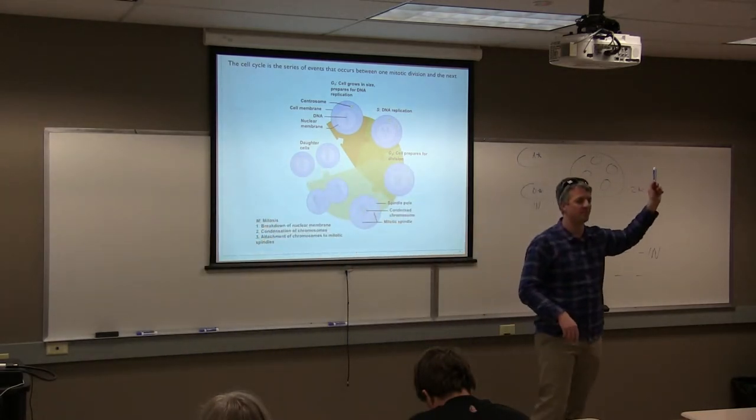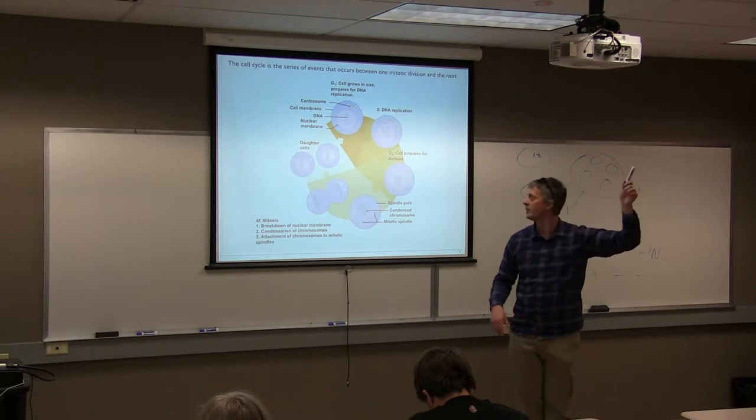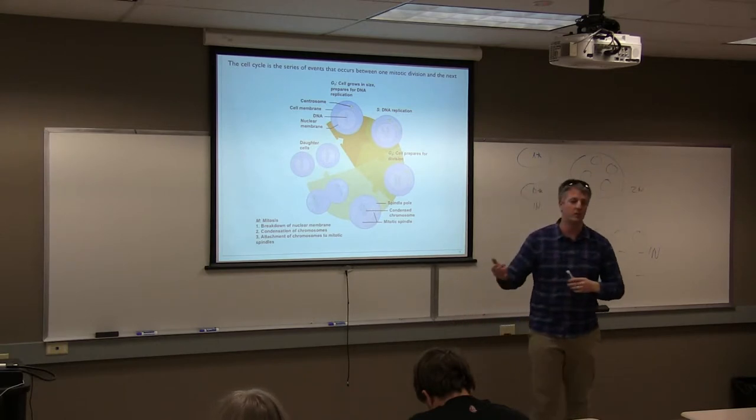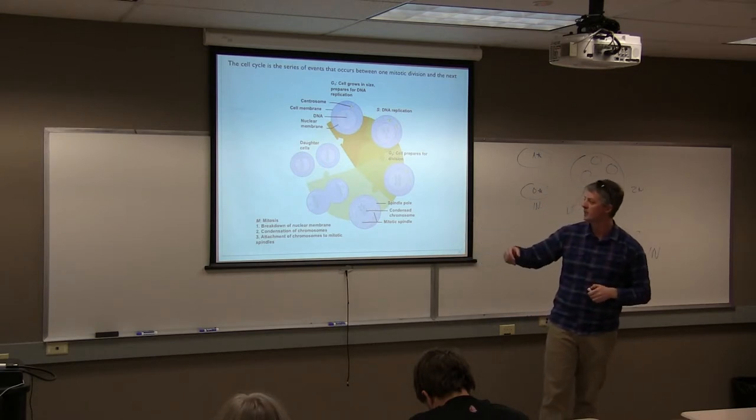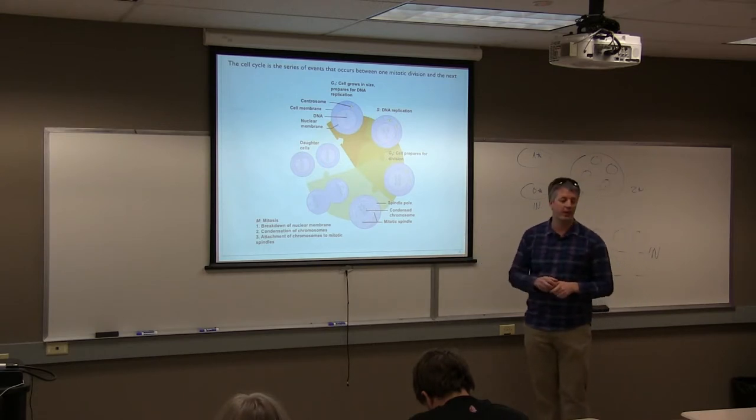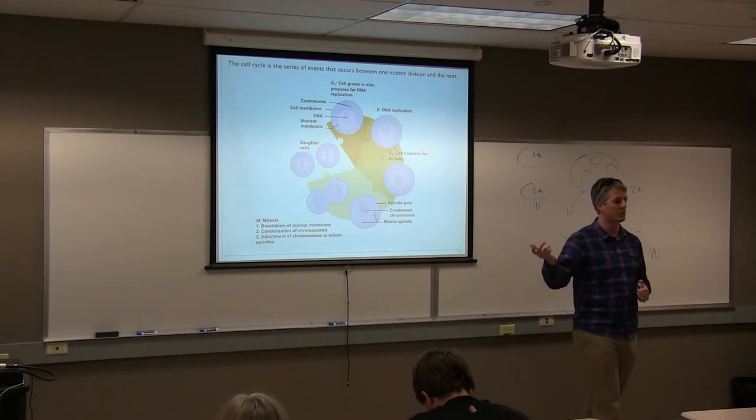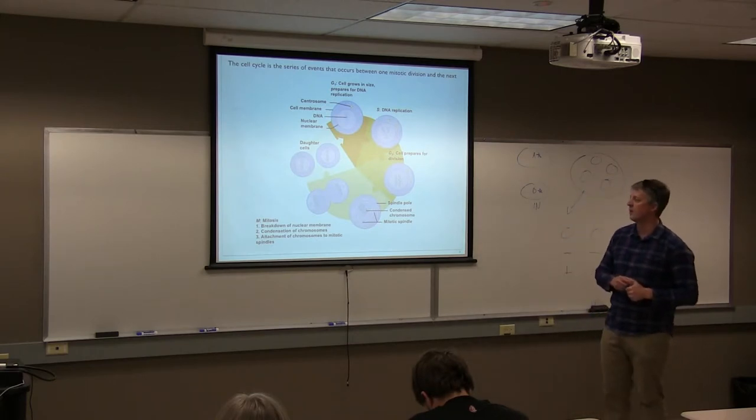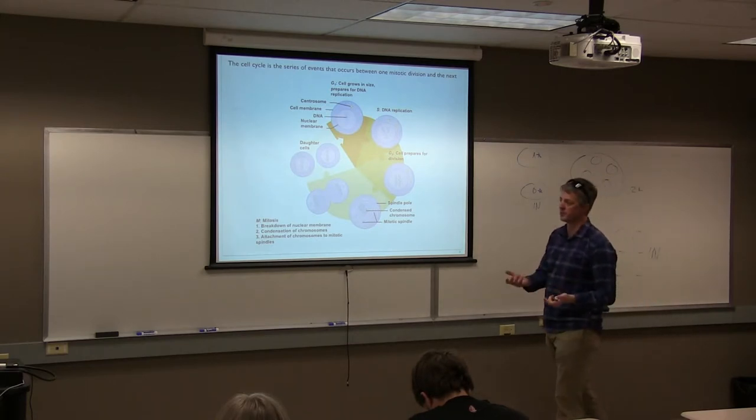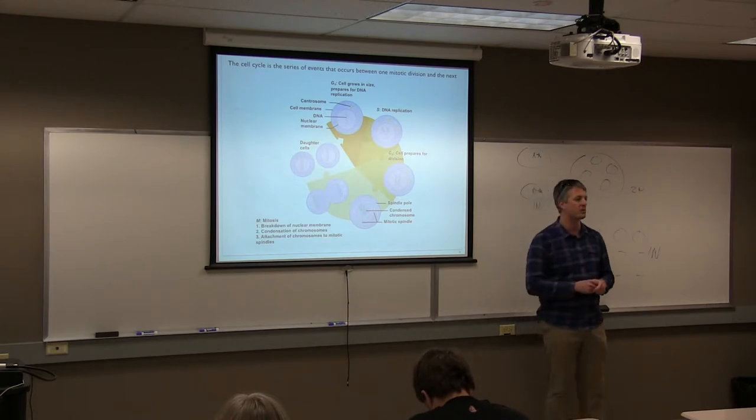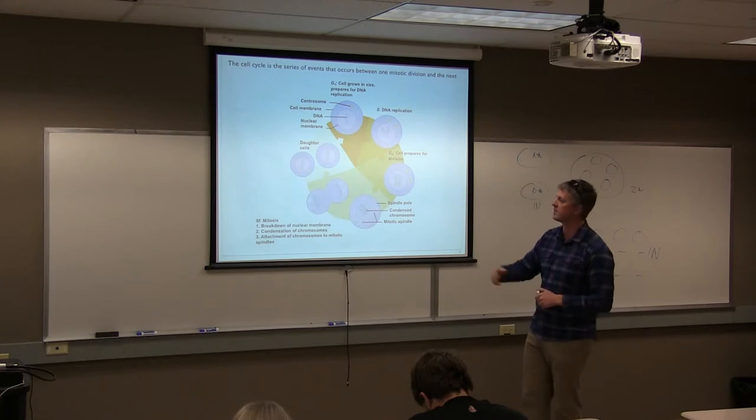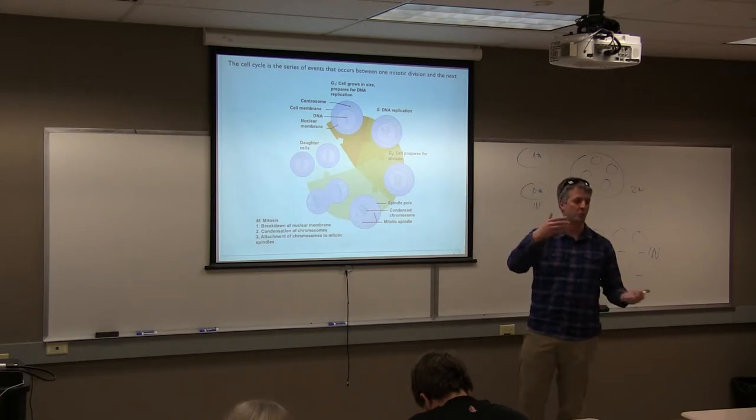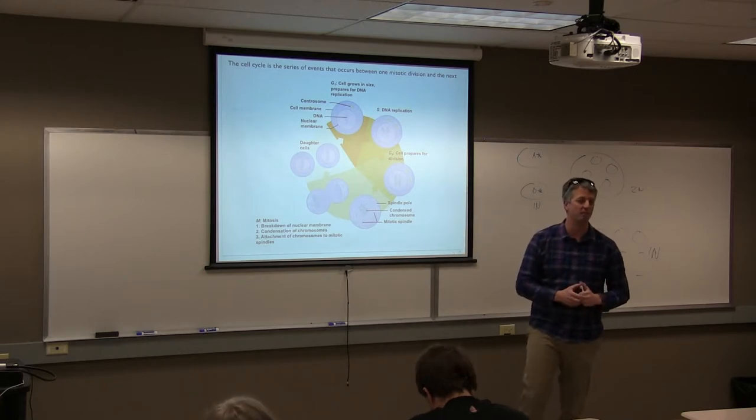G1, S phase, right? Synthesis. And then you're gonna go through either mitosis or meiosis, right? So let's just focus on mitosis here. You have spindle pole body duplicating in yeast, so centrioles or spindle poles in yeast. And you're gonna separate your chromosomes into two cells, right? Attachment to the mitotic spindles, go through telophase, and cytokinesis, and you end up with two daughter cells. Pretty straightforward, everyone remembers this, right?